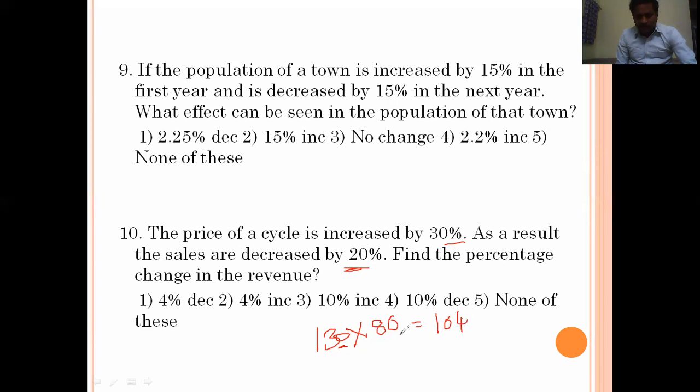130 times 80 gives 10400. Here 10 is there, here 10 is there. Percentage means divided by 100, so here place the decimal before 2 digits. That value is 104%. 104 is more than this 100% value. So more means increase. How much value is more? 4%. Increase is the answer. That is option number 2.